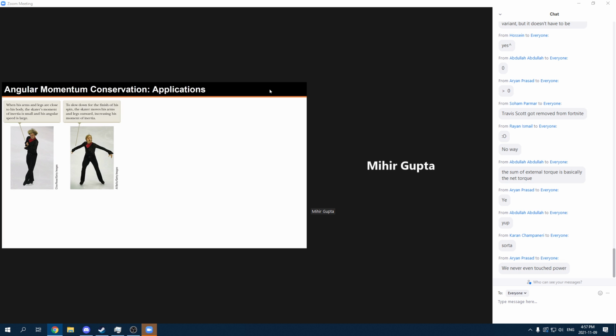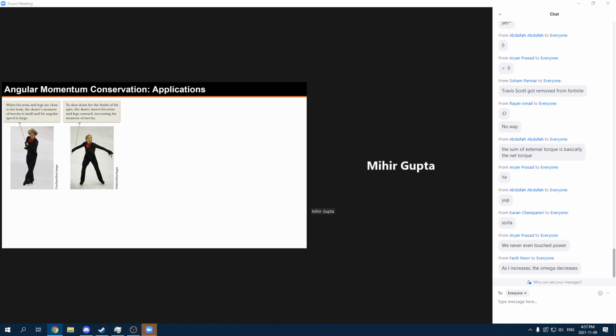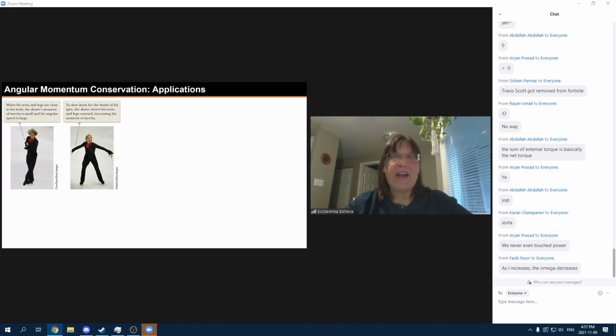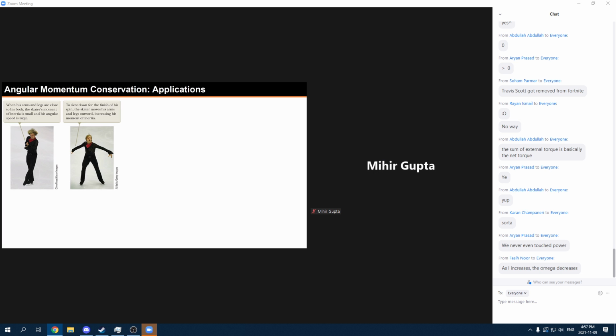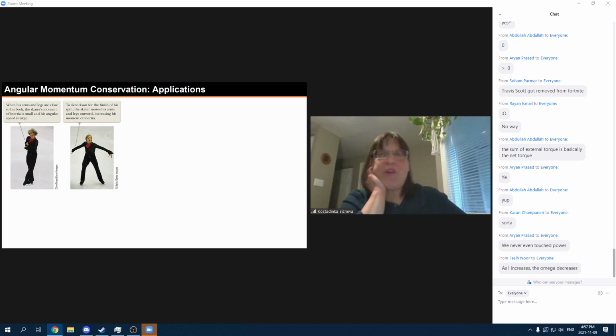Professor, is it because angular momentum is conserved? Let's say if we increase the value of our moment of inertia, we decrease our angular speed by the same factor. Exactly, because we define the angular momentum to be the product of I times omega. That is absolutely correct. But I have a follow-up question for you. Are you sure that the angular momentum is conserved in this case?